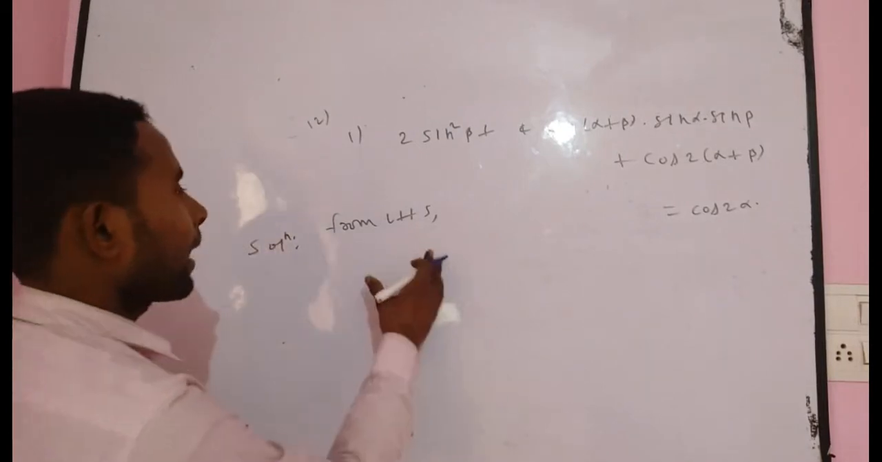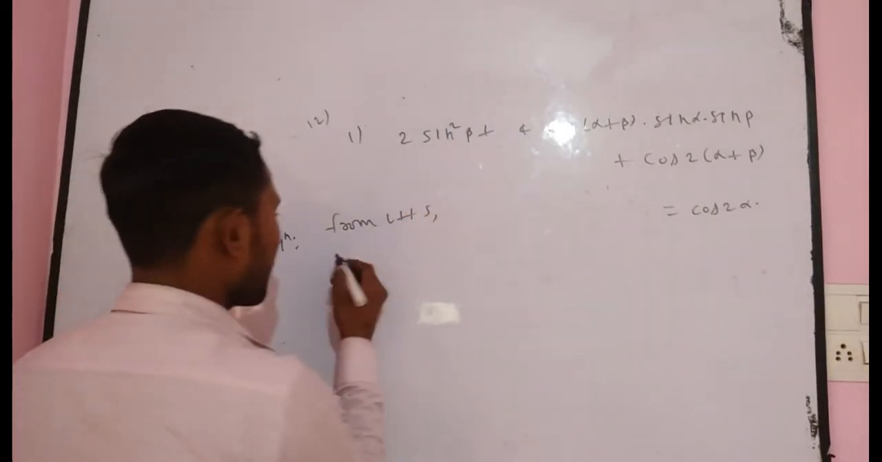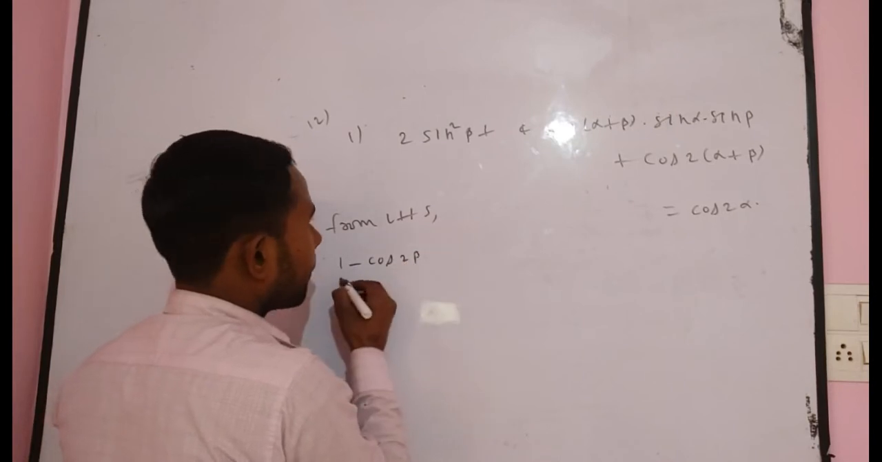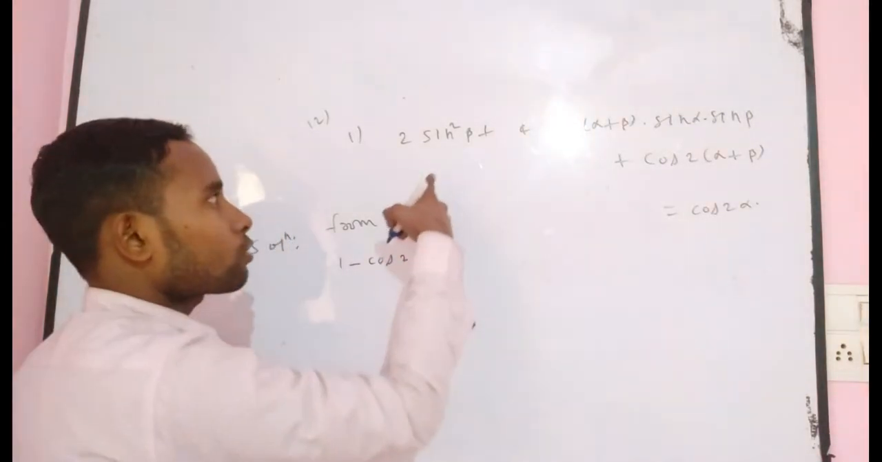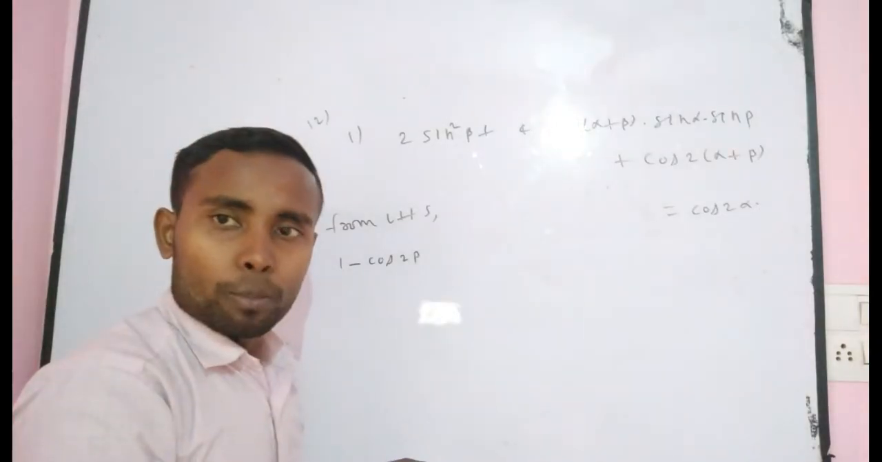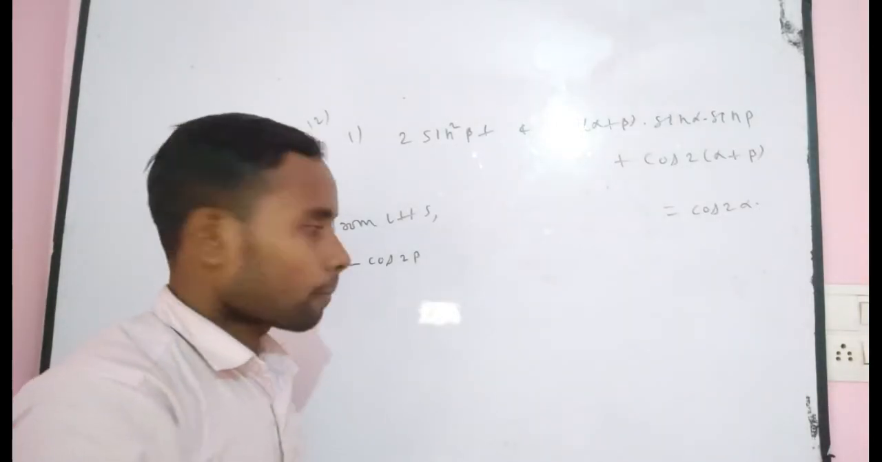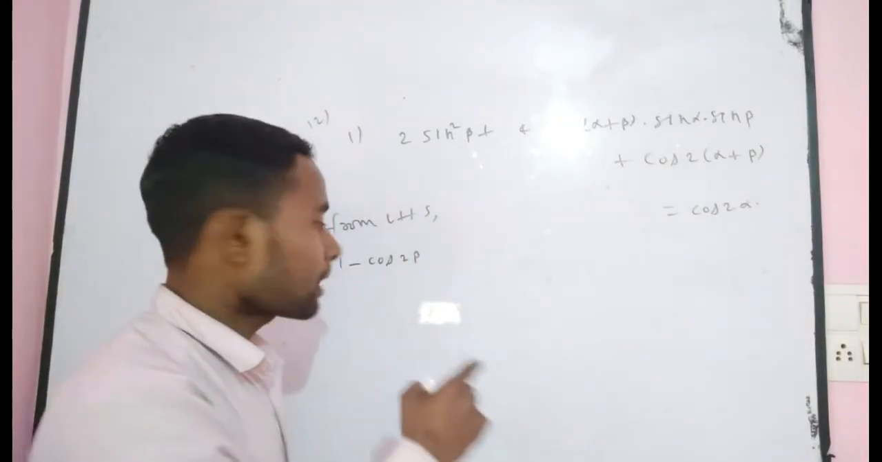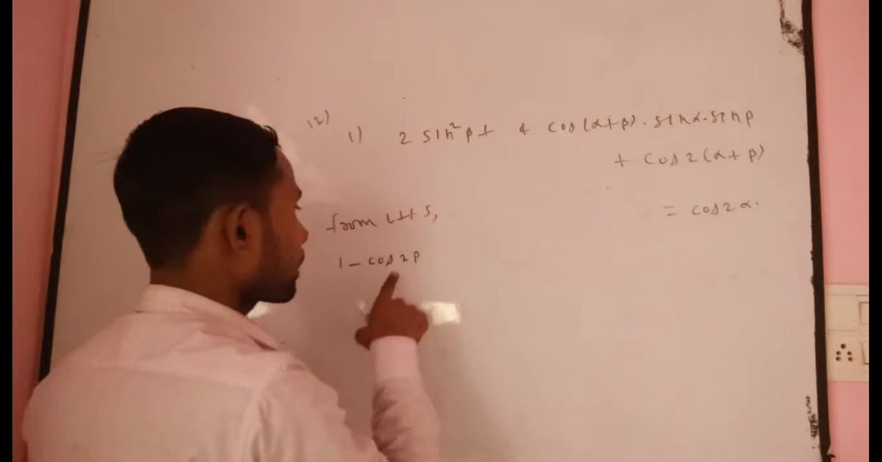You have to proceed from the LHS. As you know, 2 sin square beta is equal to 1 minus cos 2 beta. Because I have already told you, 1 plus cos 2 beta is equal to 2 cos square beta. But 2 sin square beta is equal to 1 minus cos 2 beta.